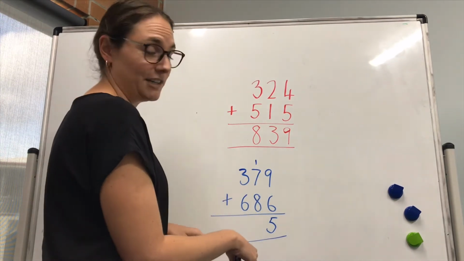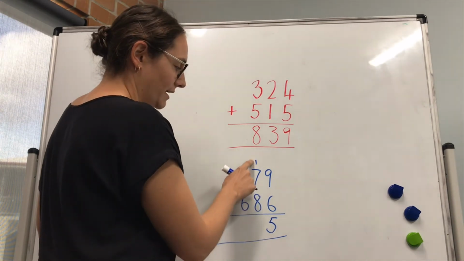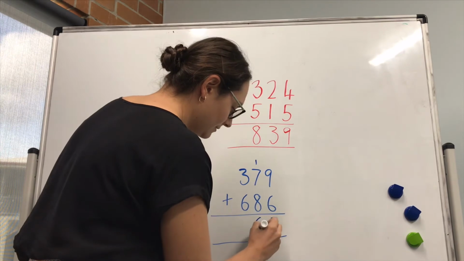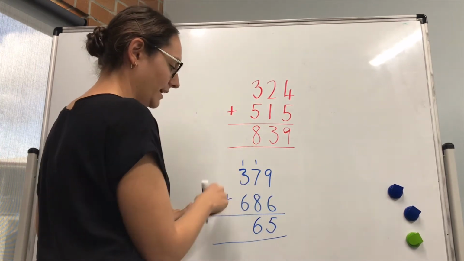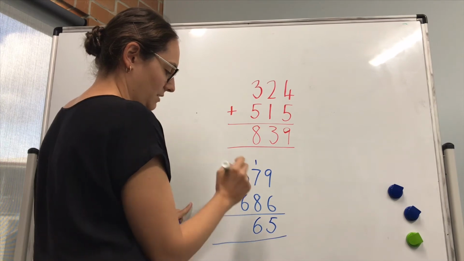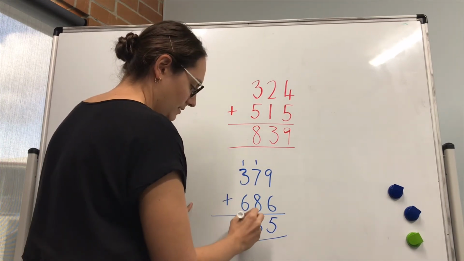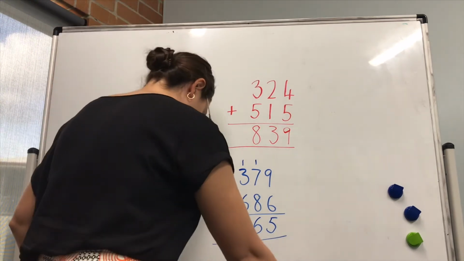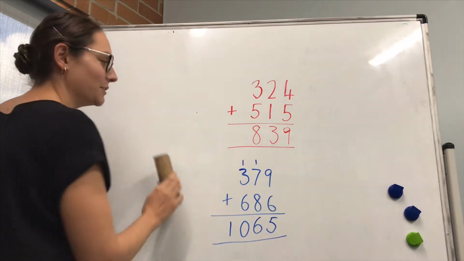So a simple strategy would be to add the 1 and the 7 together, so we can just double 8, which is 16. Carry the 1 again, and then 6 plus 3 is 9, plus 1 is 10. So our answer is 1065. Check your answer, make sure you got it right.